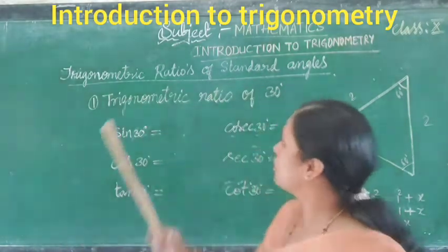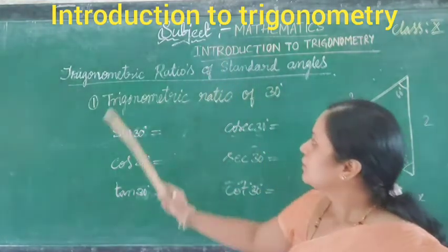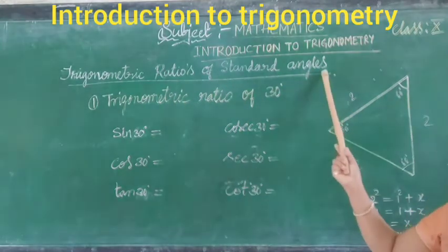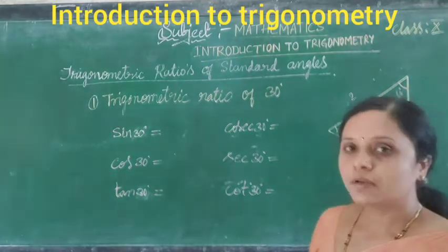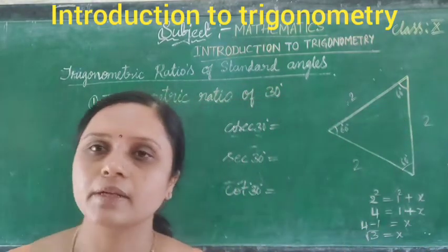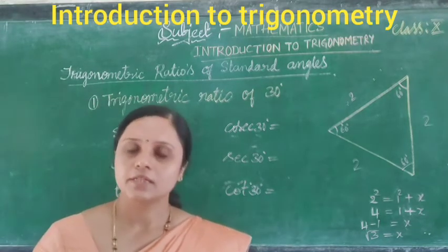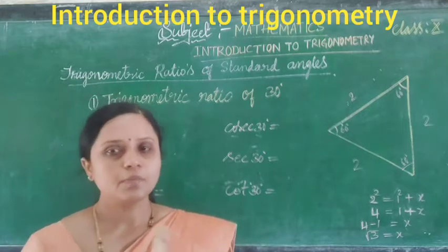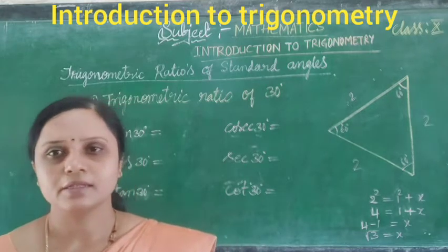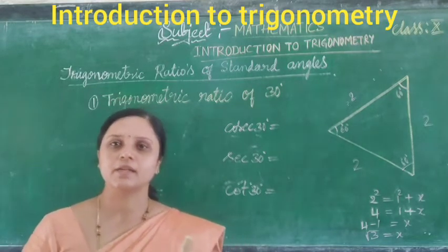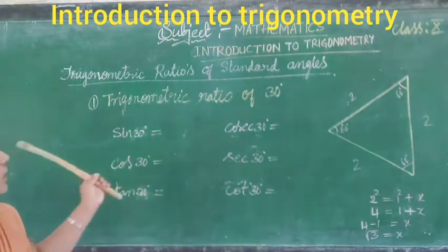Welcome to the third session of Introduction to Geometry. Today's topic is trigonometric ratios of standard angles or special angles. In this section, we are going to discuss the trigonometric ratios of standard angles like 30 degree, 45 degree, 60 degree and 90 degree. In the previous classes, you discussed how to construct these special angles, 30 degree, 45 degree, 90 degree and so on. So today we are going to discuss the trigonometric ratios.